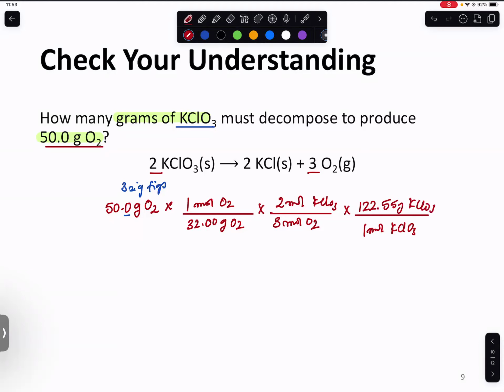Okay, and I'm going to check the number of sig figs. So this is the least number of sig figs that I have in my question. And I'm going to say here I have 127.65625 grams of KClO3 that must decompose using 50 grams of oxygen. And I'm going to highlight my sig figs right here. And the answer is nearly 128 grams KClO3.